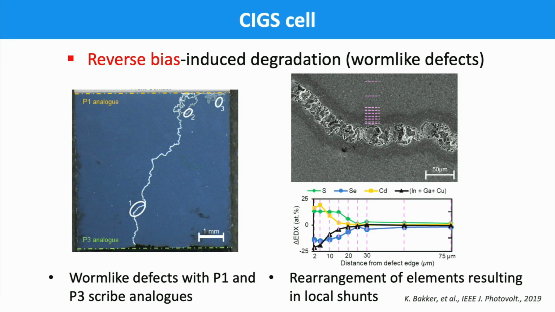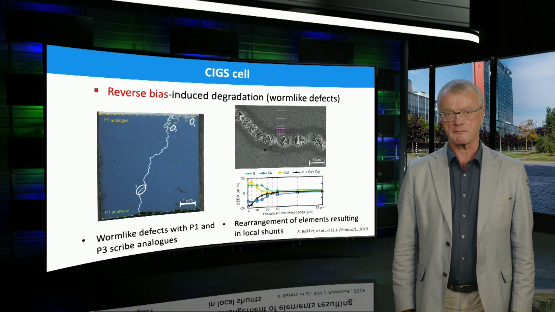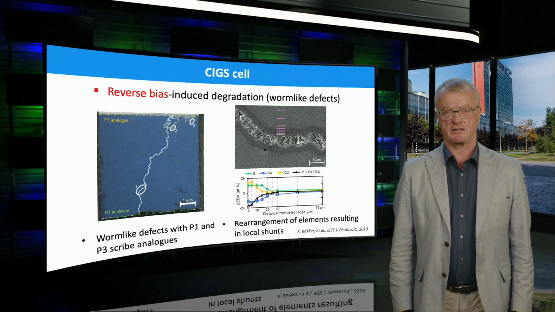The left figure shows a microscope image of a cell with worm-like defects. Even propagation of such a defect is possible. On the right-hand side, we see a top view of a worm-like defect after chemical etching and the corresponding compositional analysis results. Close to the defect area, a rearrangement of elements was observed. Indium, gallium, and copper were replaced by cadmium, whereas selenium was replaced by sulfur. These worm-like defects act as local shunts, and depending on the concentration, they may permanently decrease the module output.